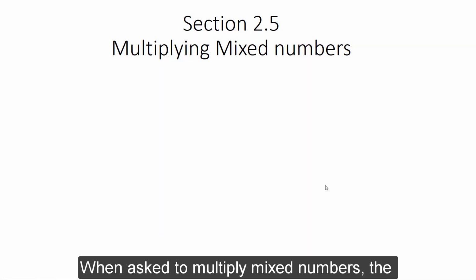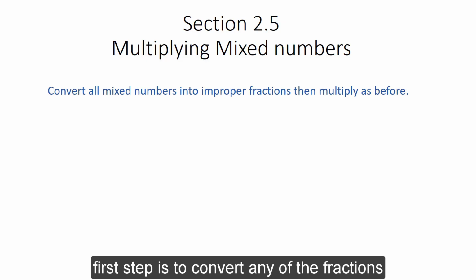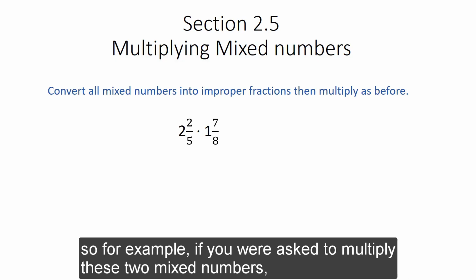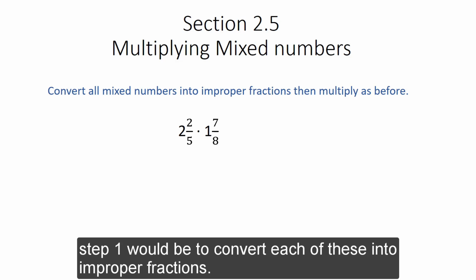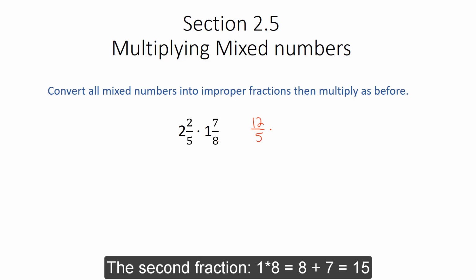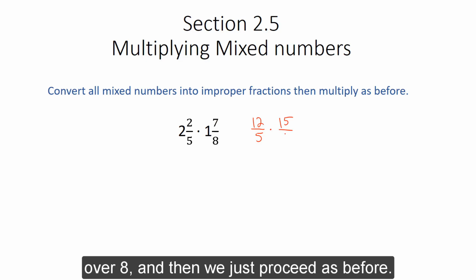When asked to multiply mixed numbers, the first step is to convert any of the fractions that are mixed numbers into improper fractions, and then you just multiply as before. So for example, if you are asked to multiply these two mixed numbers, step 1 would be to convert each of these into improper fractions. So this is a review, but 5 times 2 is 10, plus 2 is 12. So the first fraction would be 12 over 5. The second fraction, 1 times 8 is 8, plus 7 is 15 over 8. And then we just proceed as before.